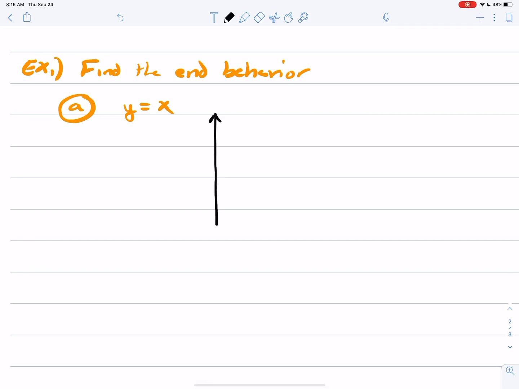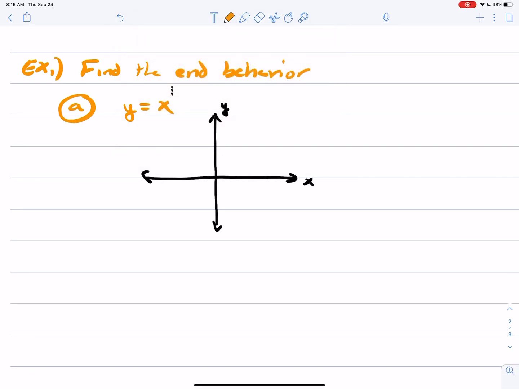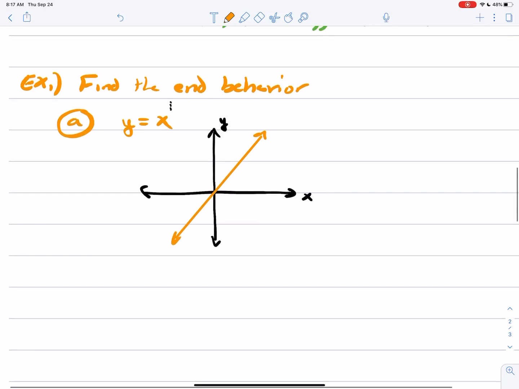Since this has a degree of 1, you know that it should be linear. So a line. But actually this line is like our parent function. It's a line with a positive slope that intersects right at the origin. So you've got something that looks like this. Okay, so here's what we do.